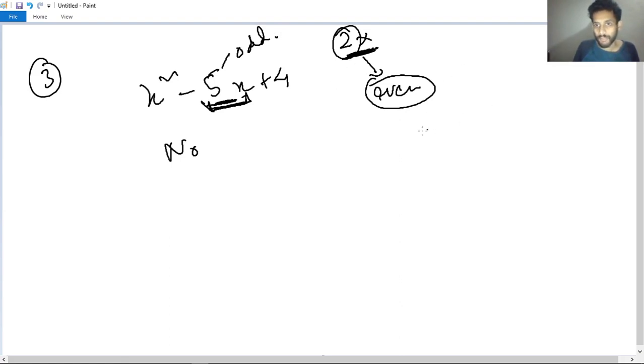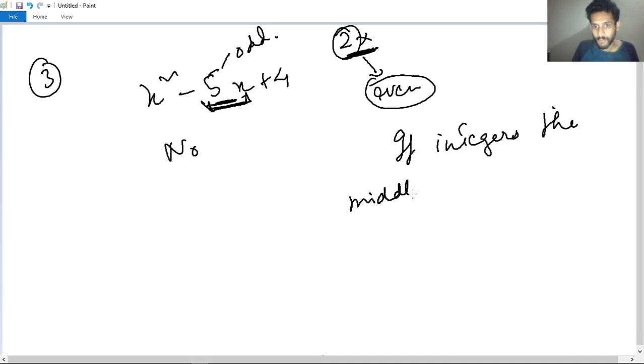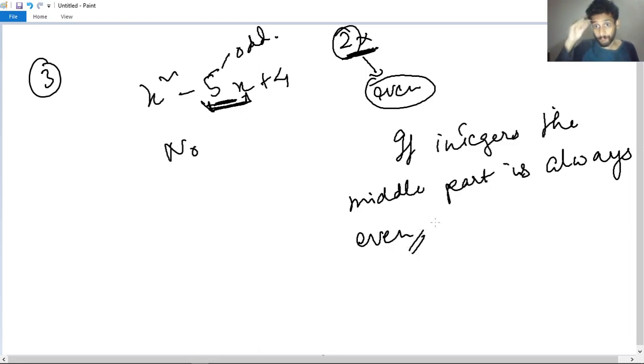If integers, the middle part is always even. Okay, I got this part. If integers, the middle part is always even.